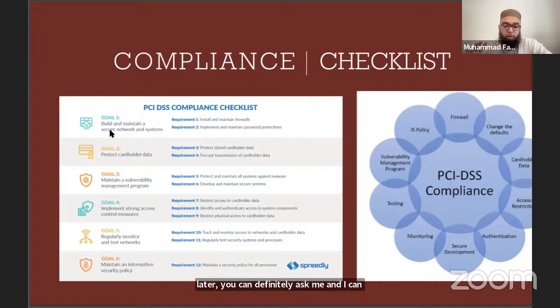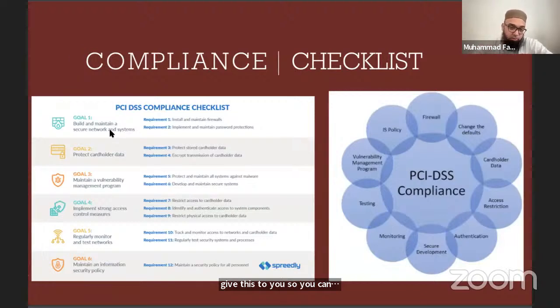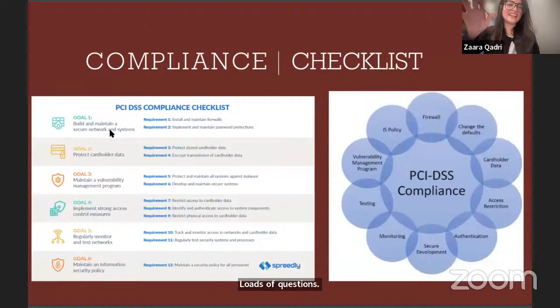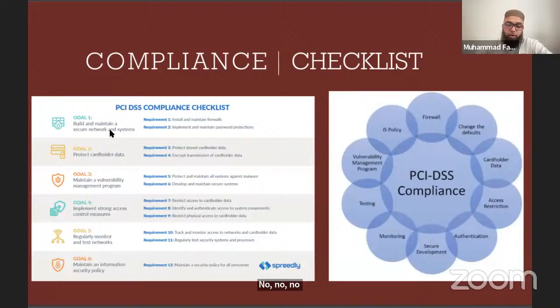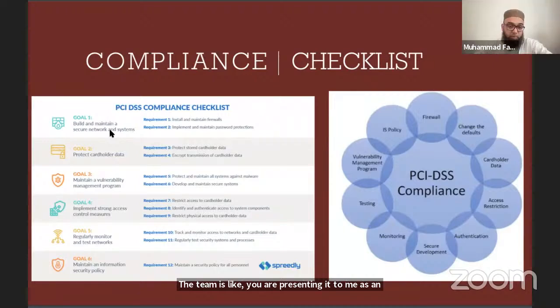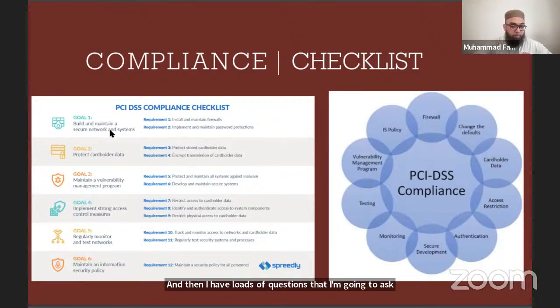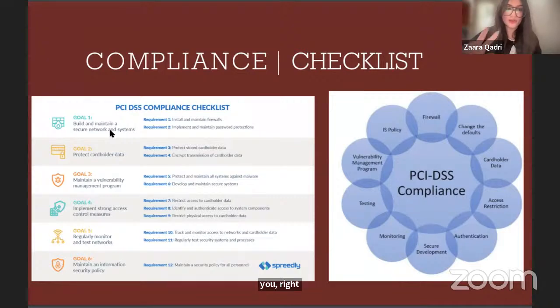You don't need to. The scope of this presentation is you are presenting to me and I'm the examiner. I'm just going to go through loads of questions. Not like I need to present to the audience. No, you don't have to. This is not the theme. The theme is you are presenting it to me as an examiner. I'm an external examiner specifically. I'm just reviewing and analyzing all the things, and then I have loads of questions that I'm going to ask you. So that's how we're going to roll. Okay, it's done, almost. I would say 3 more minutes. Is that enough time? Yeah. Okay, proceed.